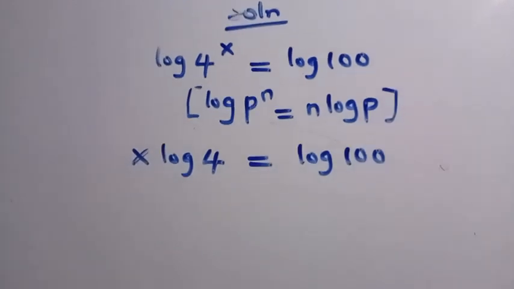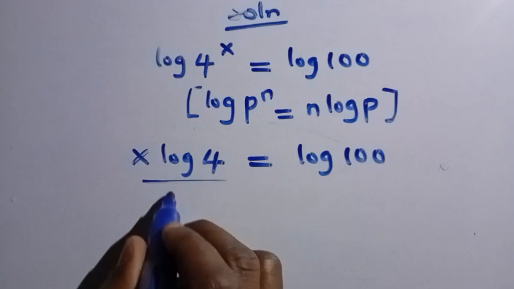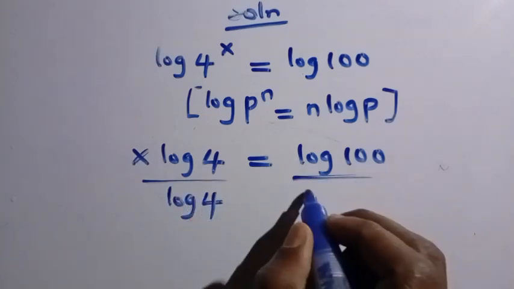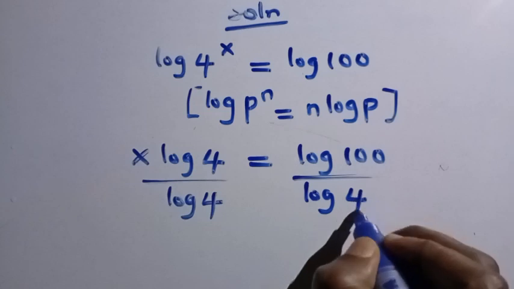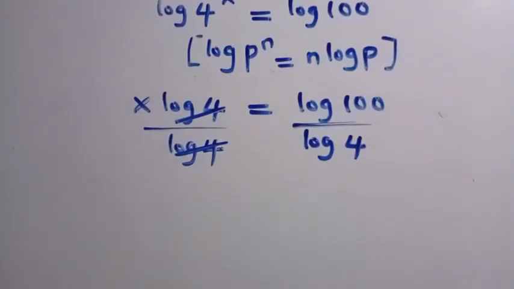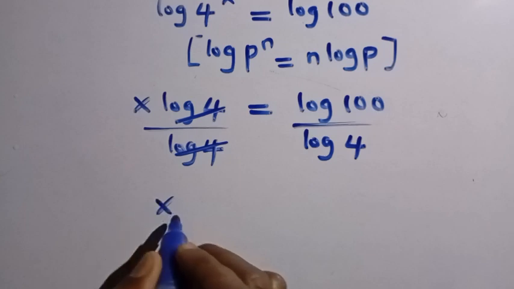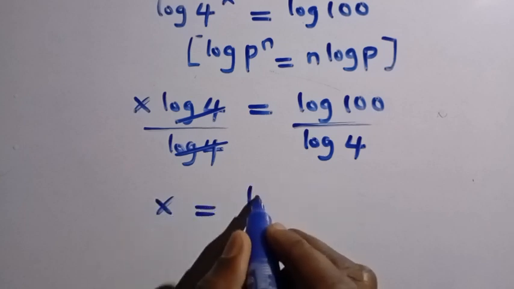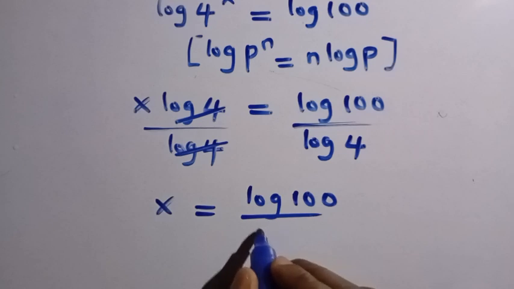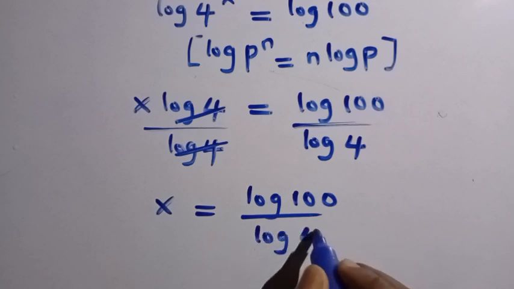So let's try to divide both sides by log 4. So by dividing both sides by log 4, we have log 4 cancelled log 4 here. So then we have our x equals log 100 divided by log 4.